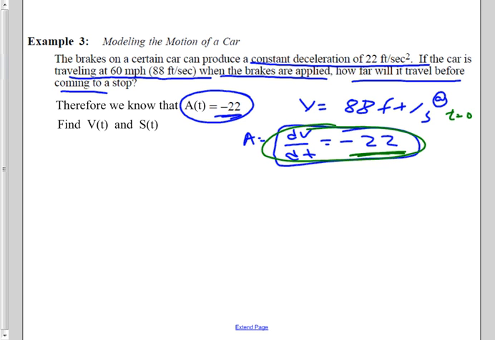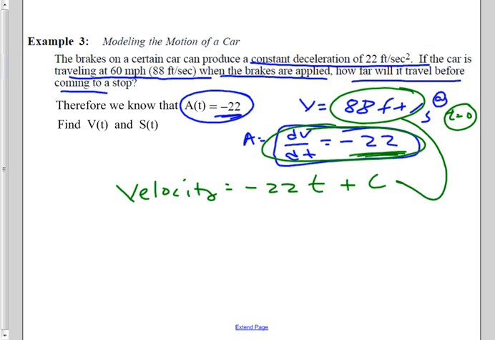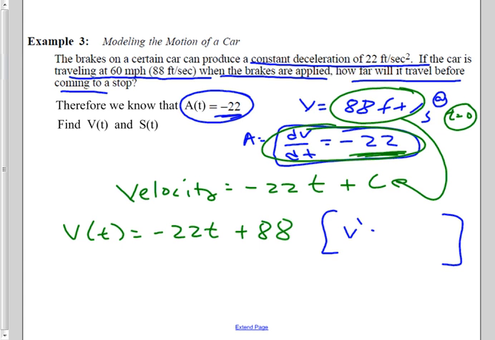So if my derivative of the velocity is constant -22, then the velocity is going to equal -22 times t plus some constant. Well, we know at time equals 0, my velocity is 88, so the constant must be 88. So we get that the velocity as a function of time equals -22t plus 88. And just to check, if we took the derivative, v prime, we're going to get -22 back, which is what we would expect. So we're on the right track.